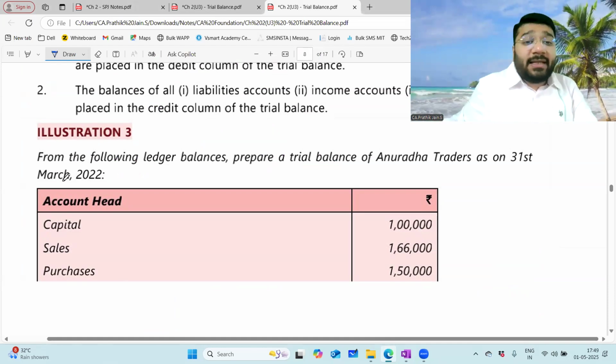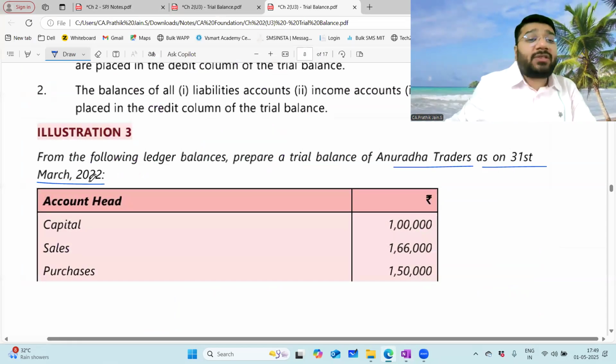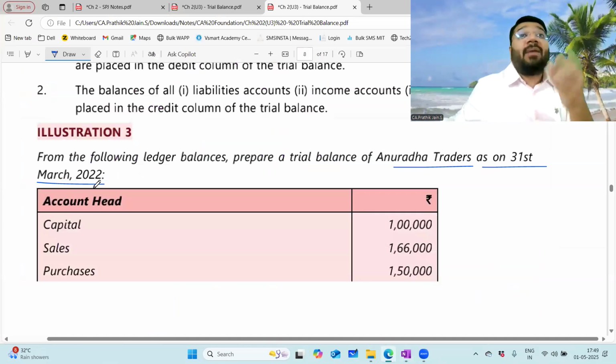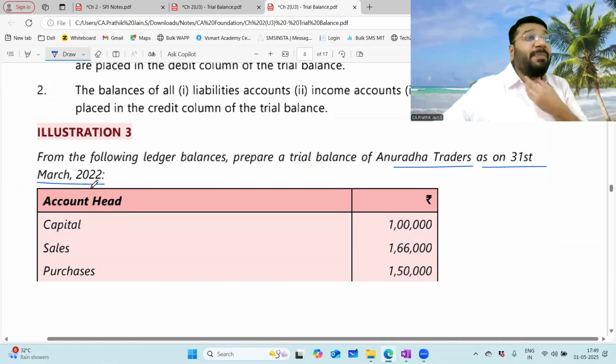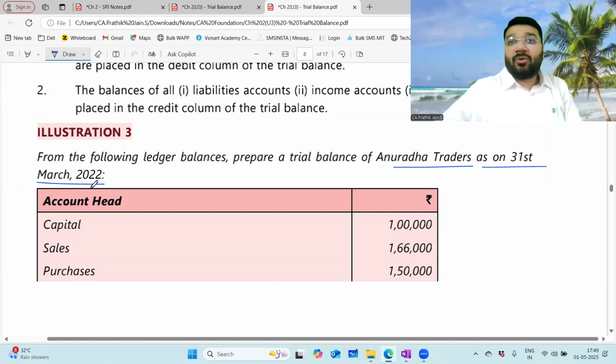Third question. From the following ledger balances, prepare a trial balance of Anuradha Traders as on 31st March 2022. Which financial year? Loudly. Open your mouth and respond. I'm asking a question, which financial year?